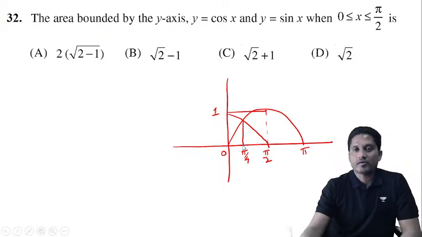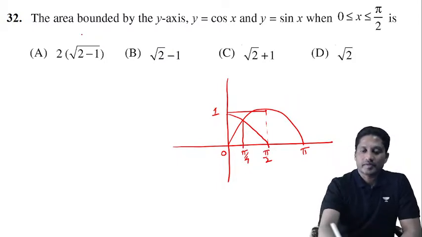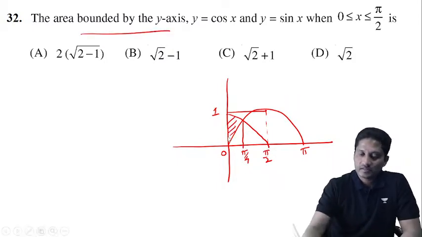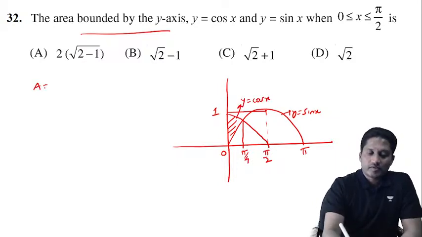Area bounded by cos and sine, x lies between 0 and pi by 2, and the y axis, this area. This is y is equal to sin x. This is y is equal to cos x. Area is equal to integral from 0 to pi by 4 of cos x minus sin x, because between 0 and pi by 4, cos is more than sin.